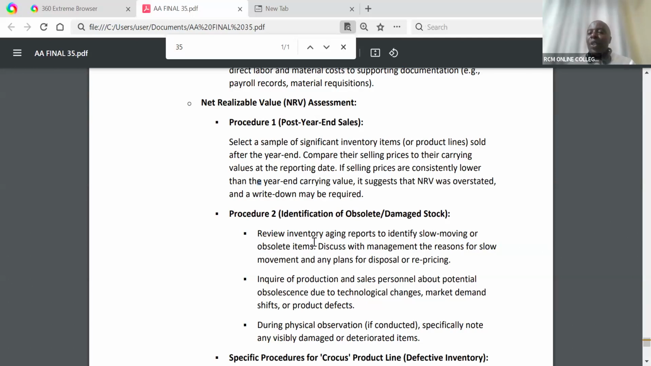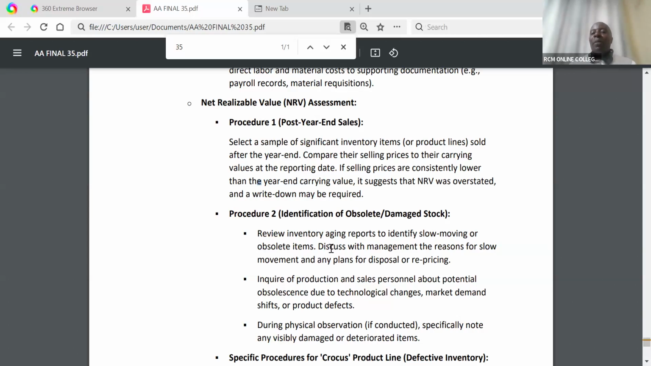Review inventory aging reports to identify slow-moving or obsolete items. The aging report, this is that report that normally guys see, for example, for supermarkets, showing items that have stayed with us from day number 1 to day number 30, 31 to day number 60, 61 to day number, like that. So that has always to be reviewed. And when you see goods taking unnecessarily longer time, they are not moving. Those things have become obsolete. Reviewing inventory aging reports to identify slow-moving or obsolete items.